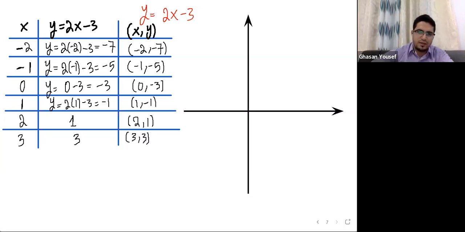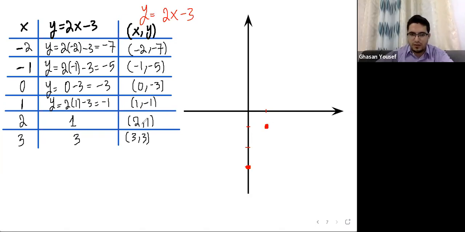Now you plot these ordered pairs in the Cartesian plane. I'm going to start from the 0. I have 0 and -3. So this is my 0 for the x, and -3 is 1, 2, and 3. So the first point will be around here. Second point is 1 and -1. This is my 1, and the -1 will be around this point.